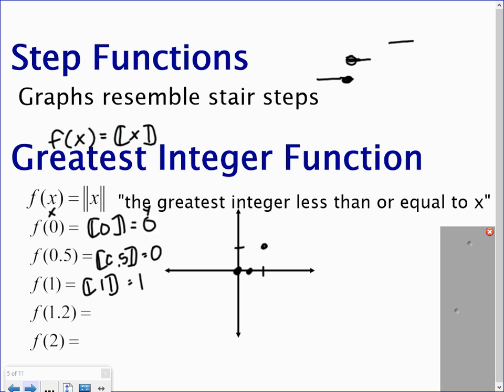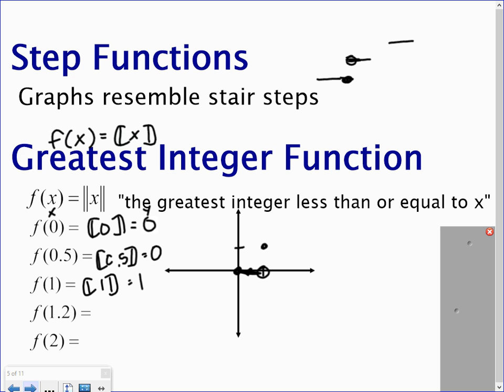0.1, 0.2, 0.3. They won't go up to 1. They'll go down to 0. So there's a step in between 0 and 1 where everything goes back to 0. Okay? When you get to 1, you're not 0 anymore, you jump up to 1. So you have a closed circle and an open circle.